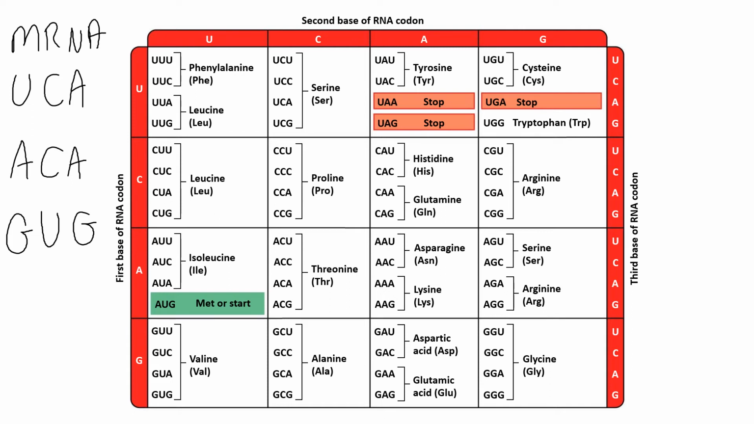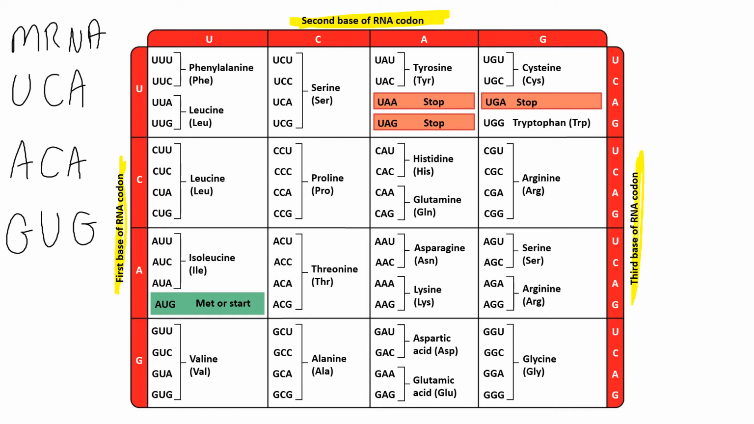So let's say that your messenger RNA codon is UCA. What you want to do is look at this chart and first of all, try to figure out how to read it. So right here on this side is going to be the first base of the codon. Up here is going to be the second base, and over here on the side we have the third base. So let's go ahead and try one together.